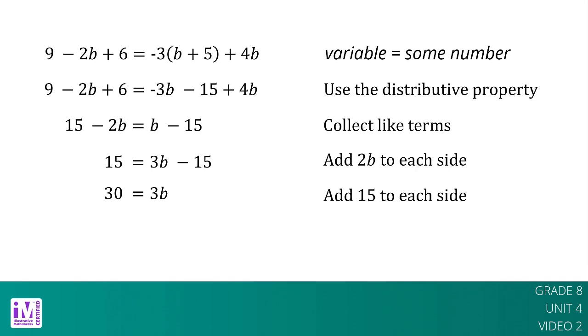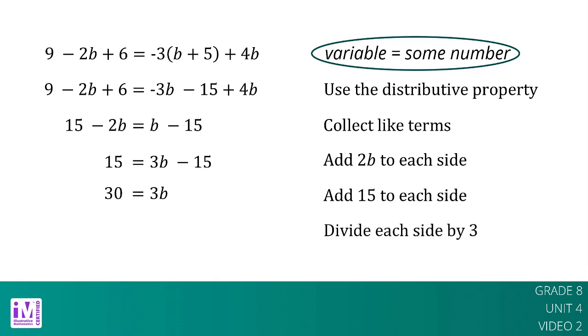Lastly, multiply or divide by a number so that you have an equation that looks like variable equals some number. Since 30 is the same as 3b's, we can divide each side by 3 to reason that 10 is the same as 1b.